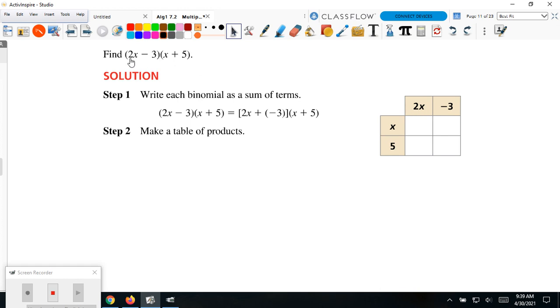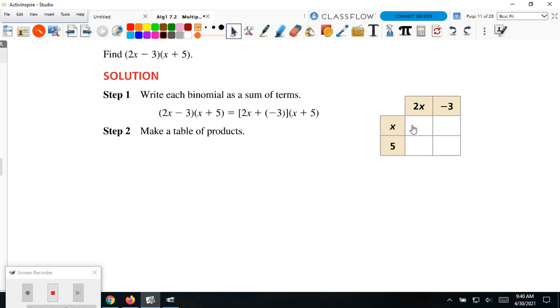So the first one in the parentheses, the 2x minus 3, can be going up on top here, 2x and the minus 3. And then the second one, x plus 5, goes along the side over here. The x, the positive 5, a lot of times I put a plus here with 5. And then you just multiply with the table.